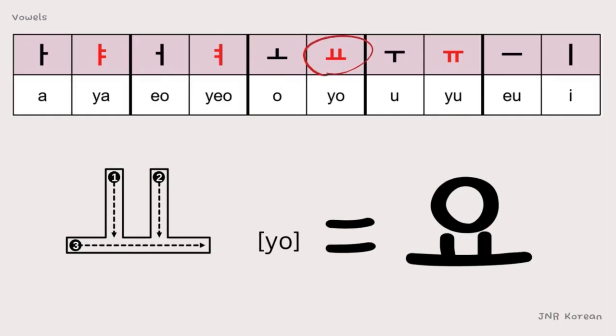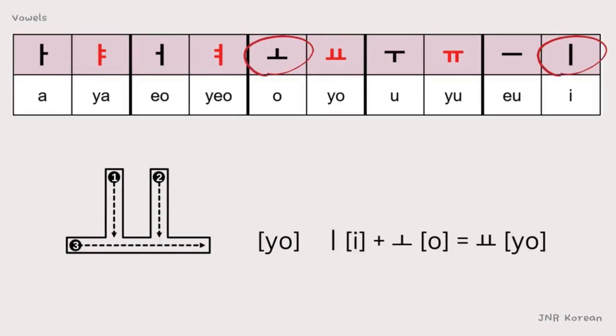For the sixth vowel, draw 2 short lines at the top first, then a long line from left to right. This is pronounced as yo by combining the semivowel sound of e with the vowel of o. E plus o makes yo.